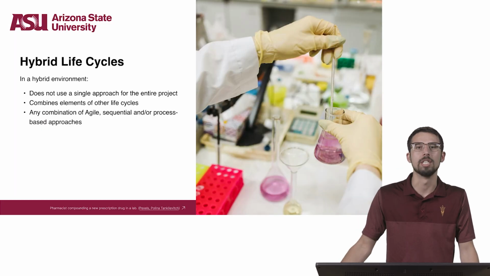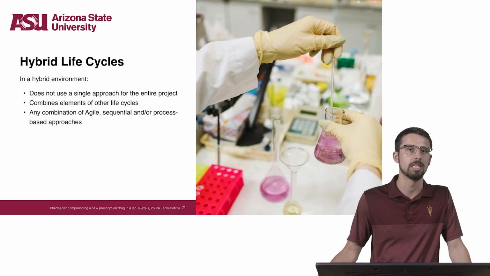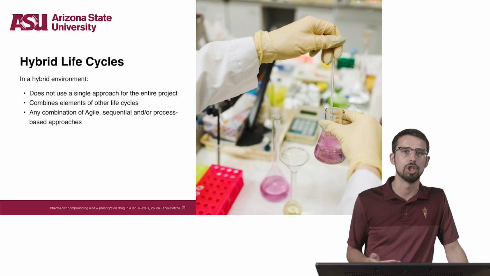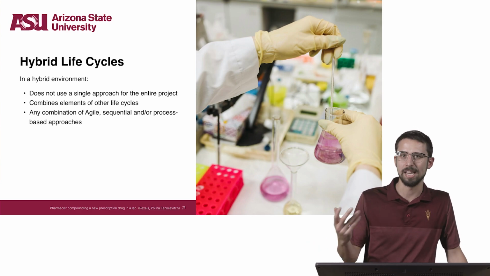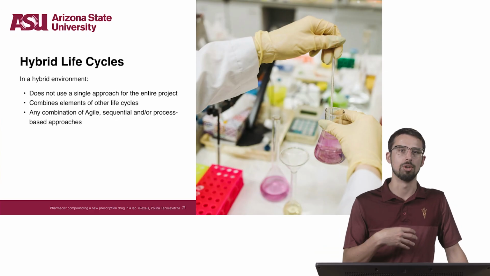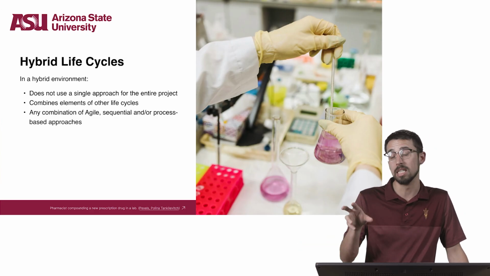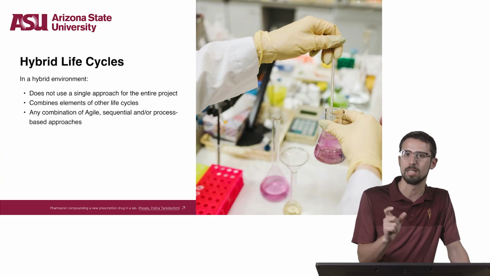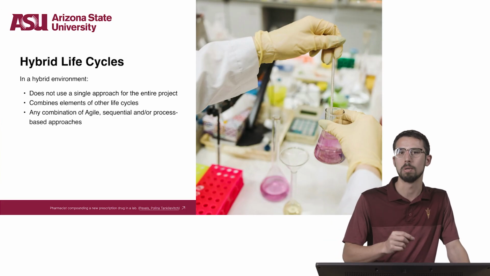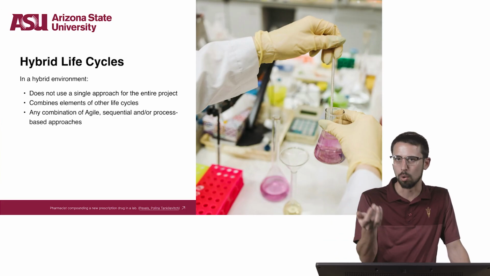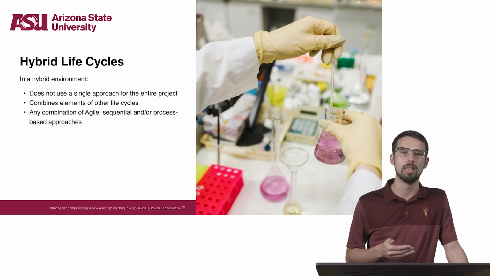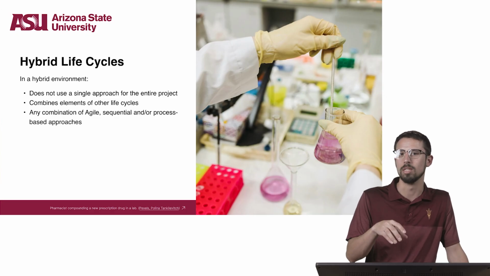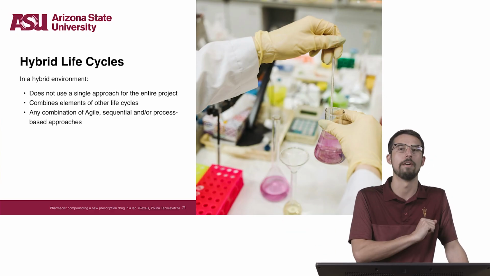It's not always necessary to use a single approach for an entire project. Projects often combine elements of different life cycles in order to achieve certain goals. So really, any combination of agile, sequential, and/or process-based approaches is a hybrid approach. The pharmaceutical company example I gave really depicts the basic, pure approaches to project types that combine to form a hybrid lifecycle model. The early processes utilize an agile development lifecycle, which is then followed by a sequential rollout phase.